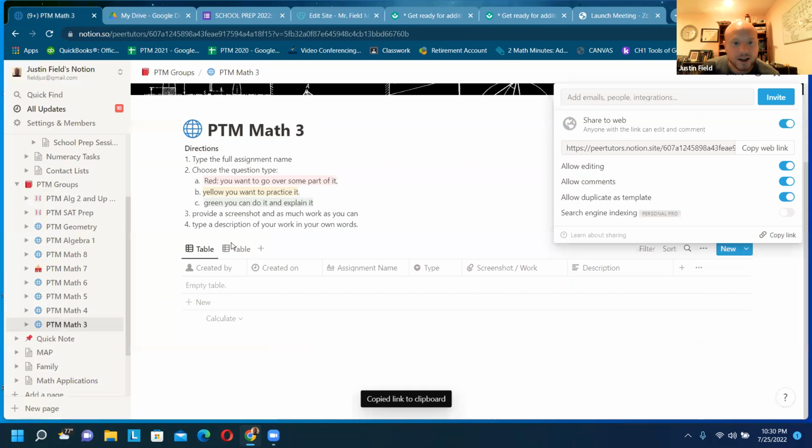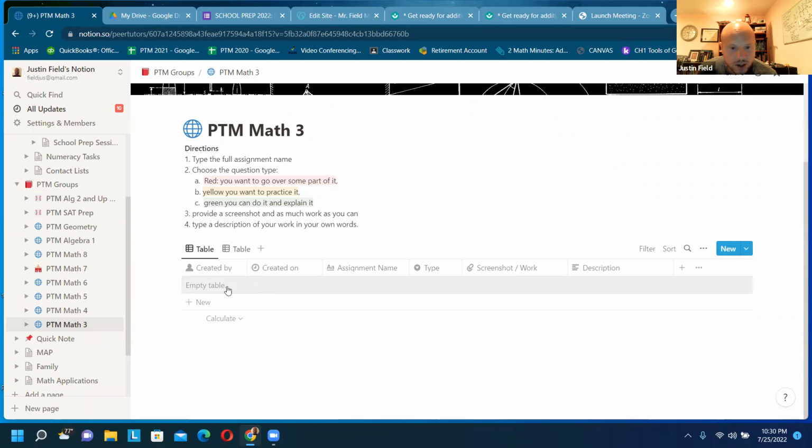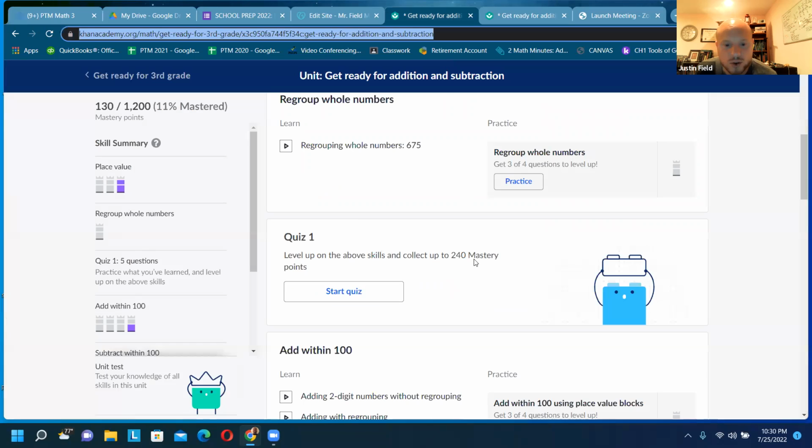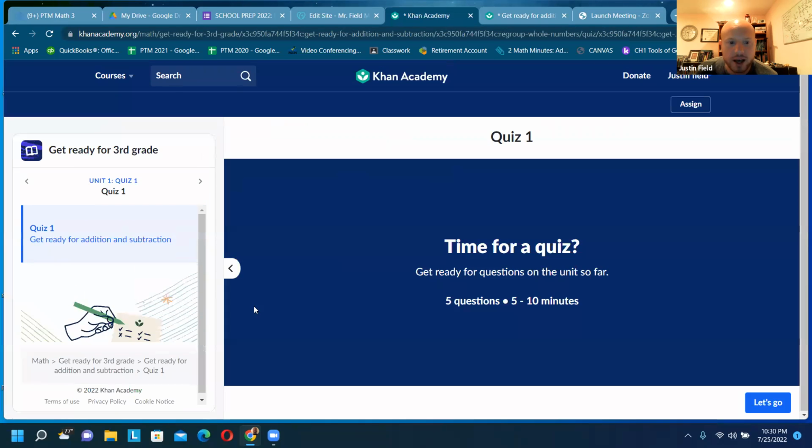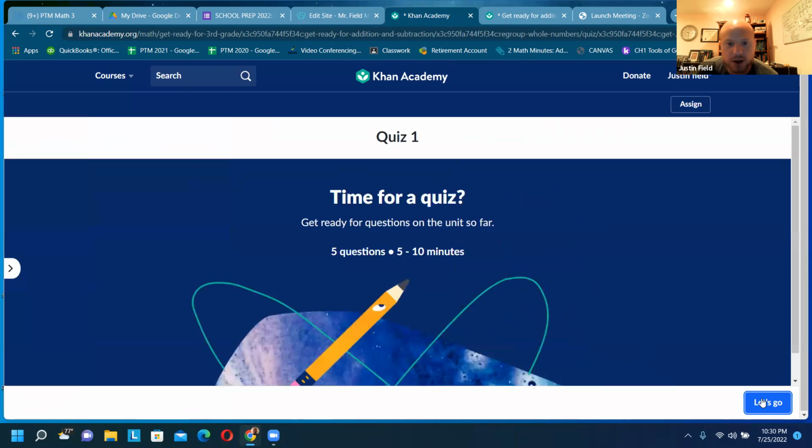What is that? That is a place where you post your red, yellow, and green questions with the help of your tutor. And so it's going to have when you created it, your name, the assignment name, the type, which is right up here, what that means, and a screenshot, so that when you go to school, you will remember everything you worked on. All right? Because it'll be all right there in the organizer.